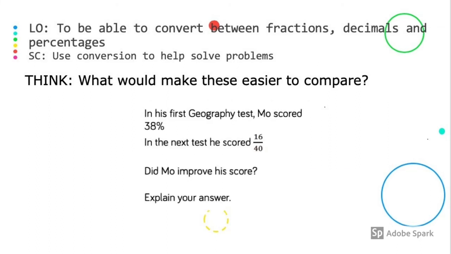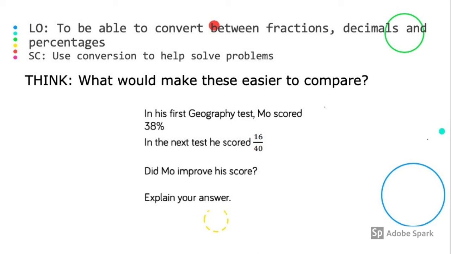Here's another think question. In his first geography test, Mo scored 38%. In the next test, he scored 16/40. Did Mo improve his score? Explain your answer. Now, as this is a think question, we need to first answer the question. So did Mo actually improve his score? We then need to do some maths to prove it, and we need to give a written explanation of our answer. I'd like you to pause the video here and have a go at trying this yourself.